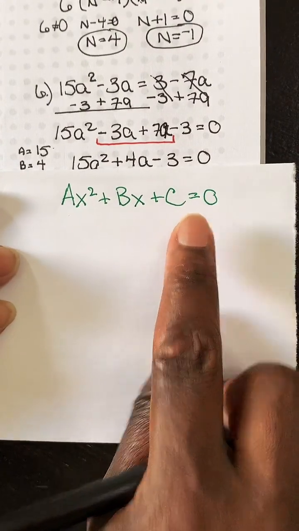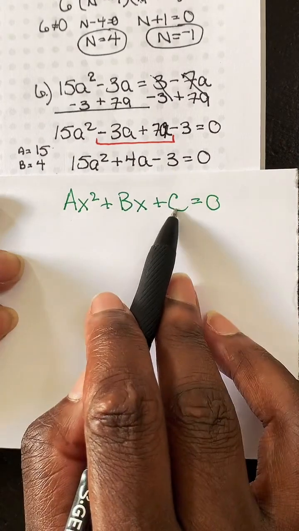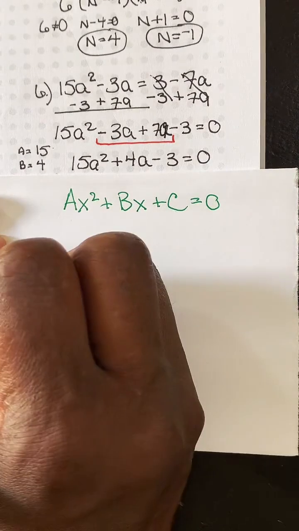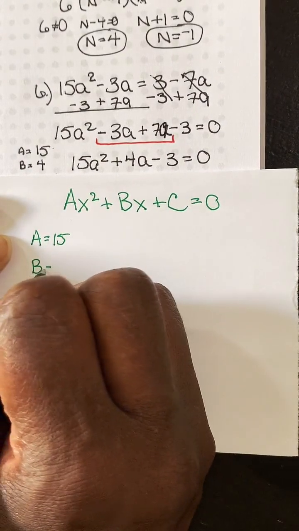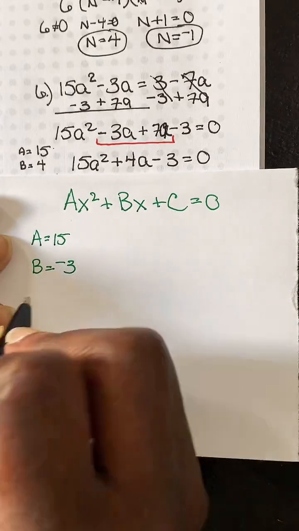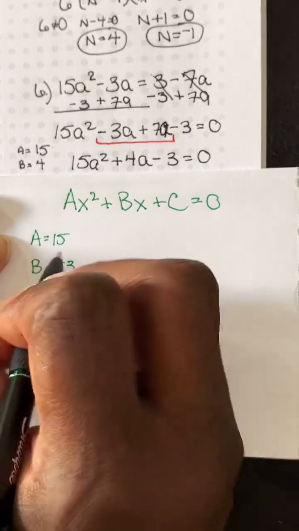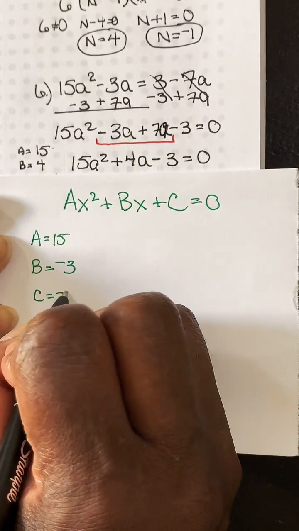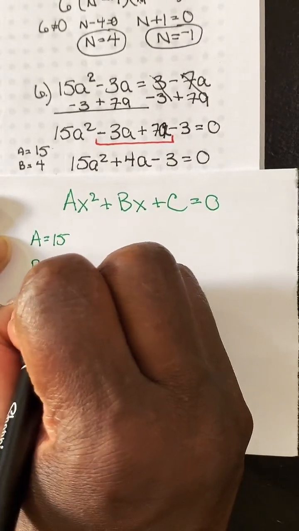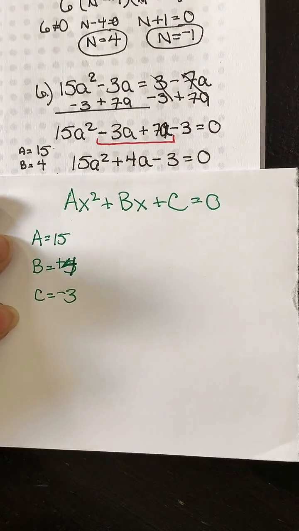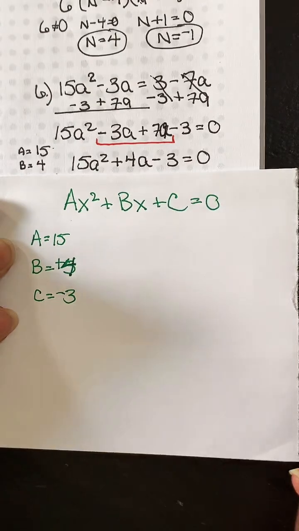And if you notice, the numbers are associated with the a, b, and c. So my a, that's going to be 15. My b is a negative 3, so we always include the sign. And my c, oh, sorry. I'm looking at the wrong thing. I'm looking up here. I should be looking down here. So it's a positive 4. That's my B. Okay, so my A is 15, my B is 4, and my C is negative 3.